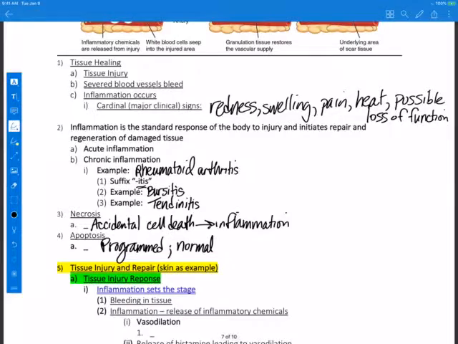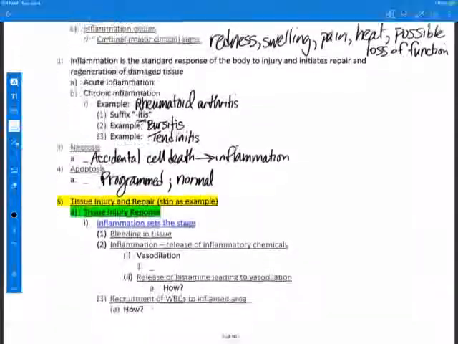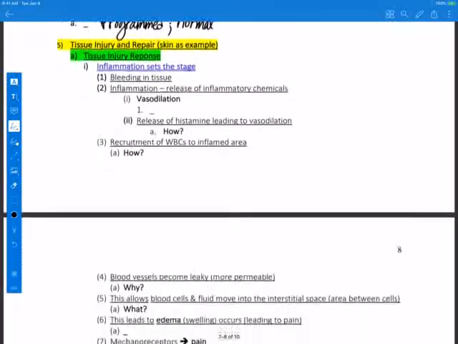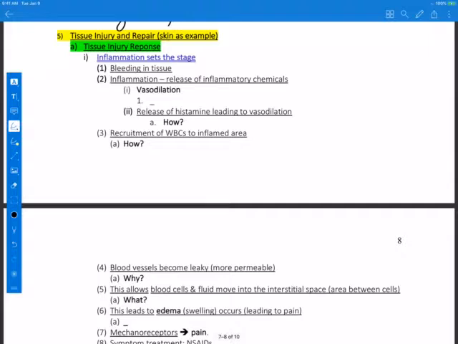Okay, let's talk about tissue injury and repair in a little more detail, using the skin as an example. Basically, inflammation sets the stage. That's the major first step, is inflammation. That results from bleeding in the tissue and release of inflammatory chemicals like we saw in the picture above.